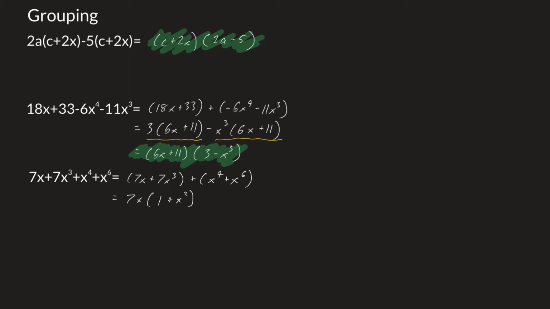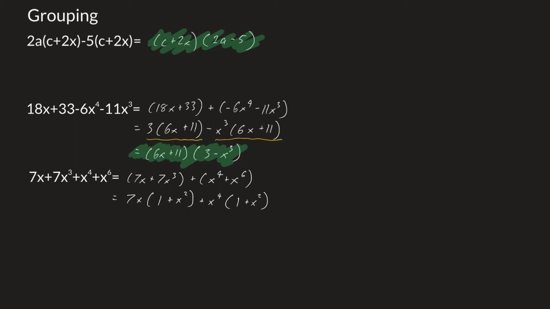Let's take a look at the second set of parentheses. So x to the 4th plus x to the 6th. What do they have in common? X to the 4th. So let's factor that out, plus x to the 4th. We're left with a 1 here plus x squared.